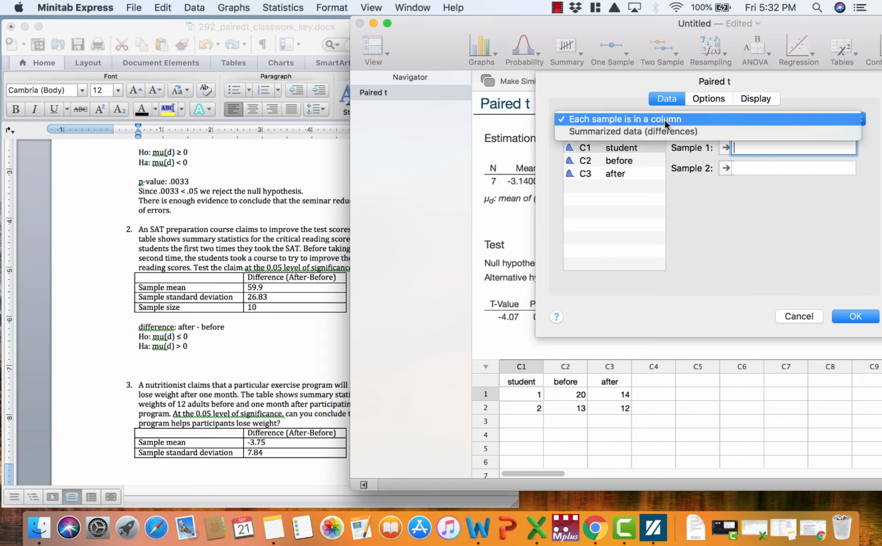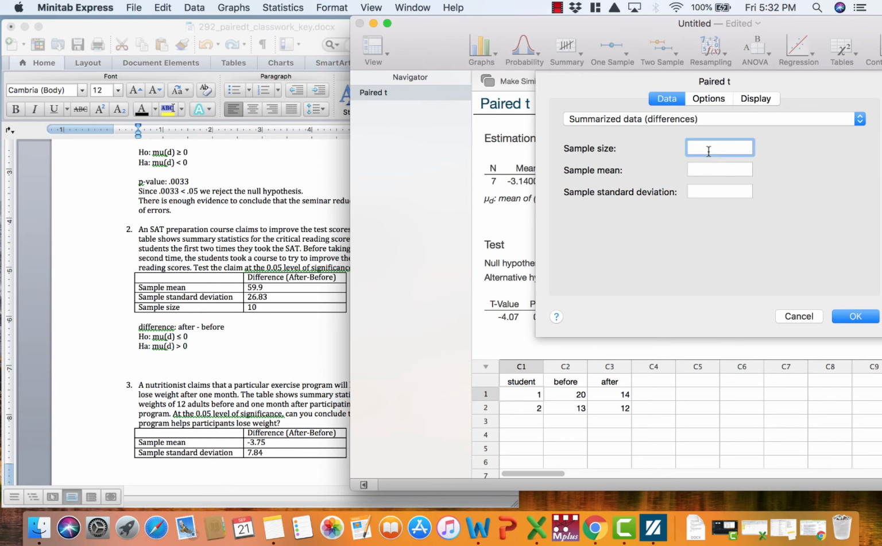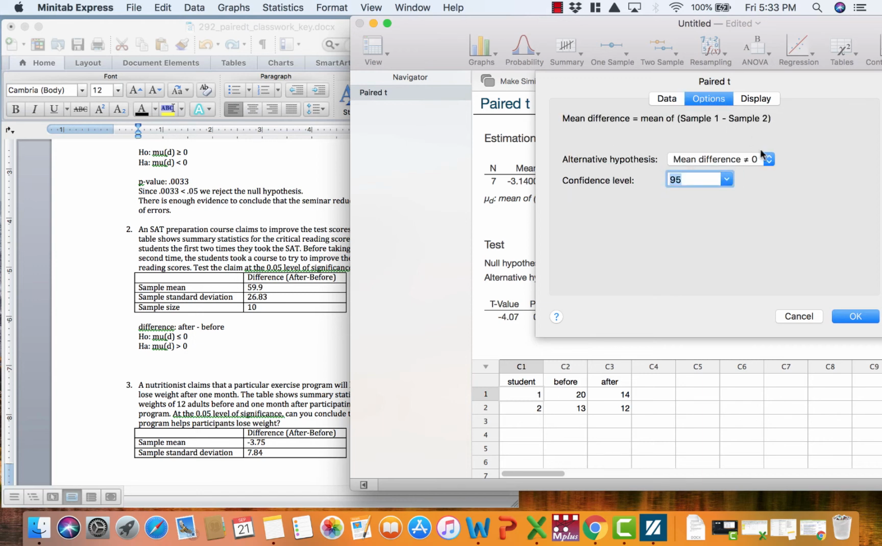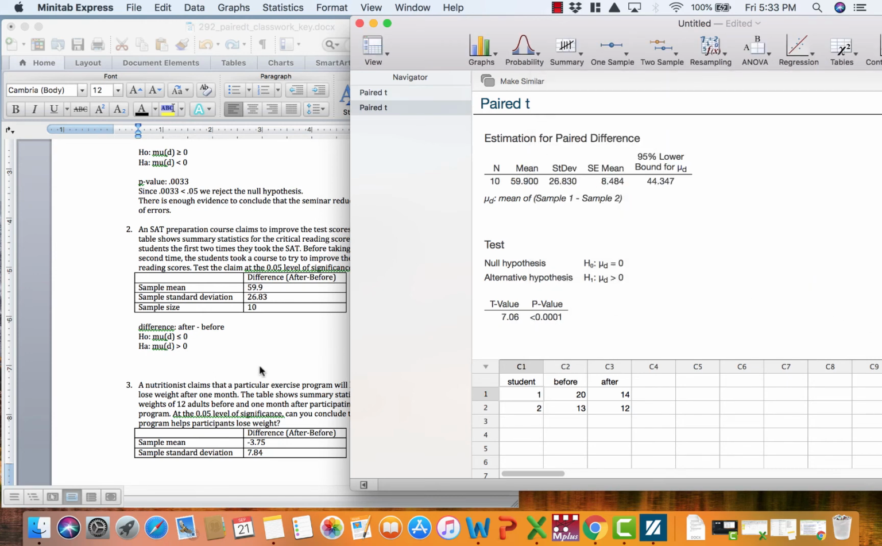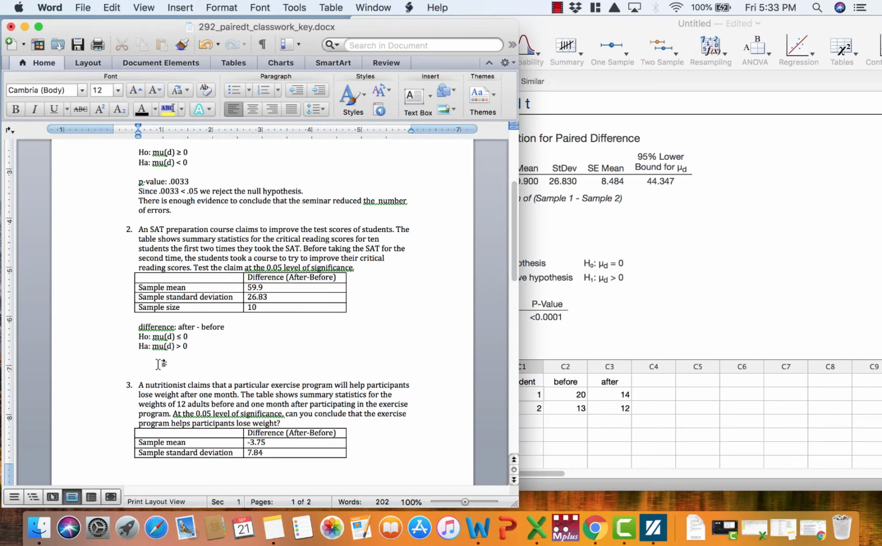All right, so we have summarized data. We type in what we see in our table here. We've got the sample size, mean, and standard deviation. We'll go under options and we need to change our alternative to greater than 0. We can ignore confidence level and say OK. Again, the alternative in Minitab matches what we have typed in our Word document.